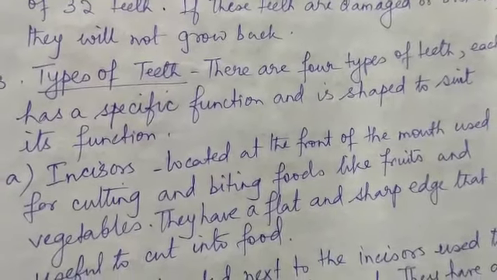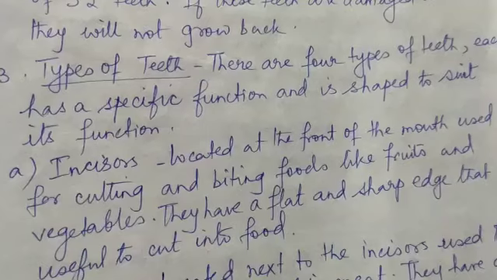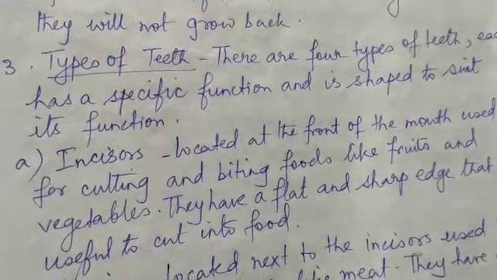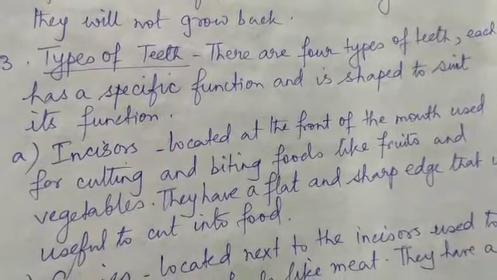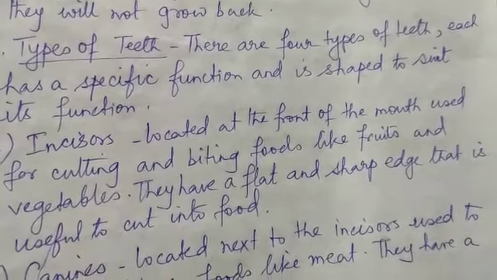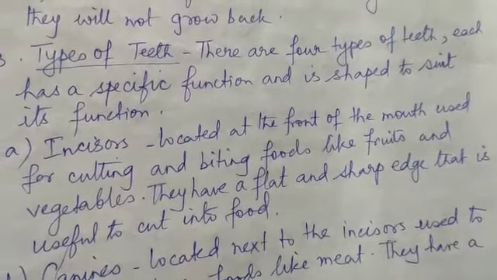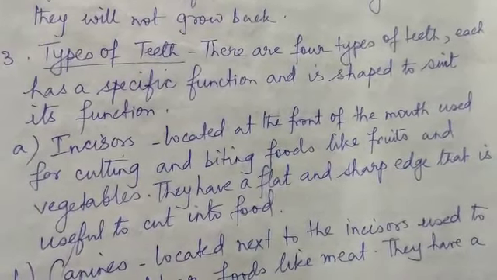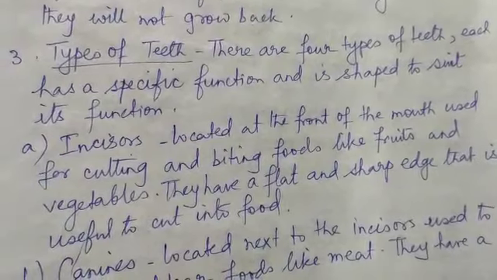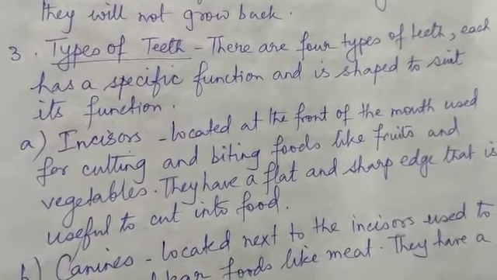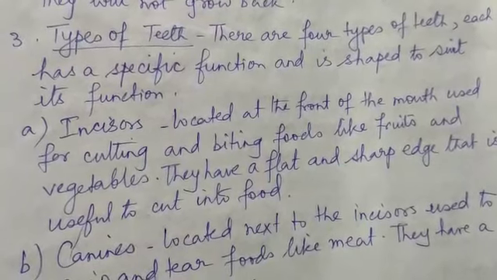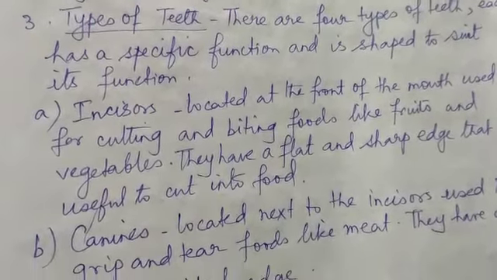Incisors, where are they located? At the front of the mouth, used for cutting and biting foods like fruits and vegetables. They have a flat and sharp edge that is useful to cut into food. So where are the incisors located? At the front of the mouth. What is their function? Cutting and biting foods. What is their shape? Flat and sharp edge. You bite with the help of incisors.